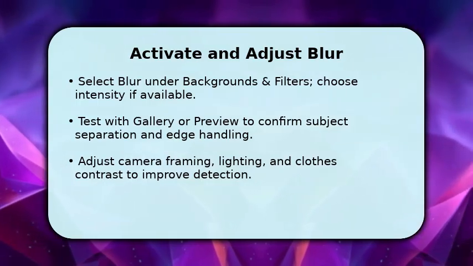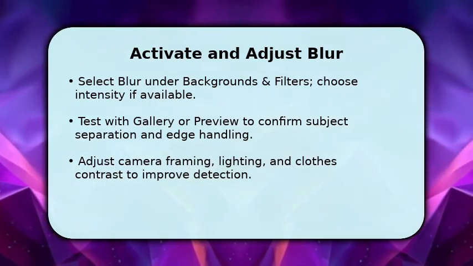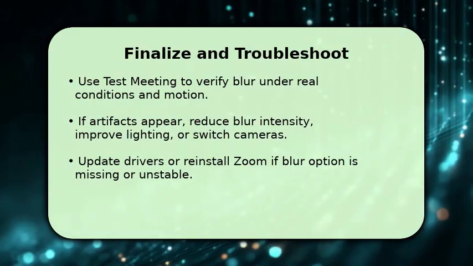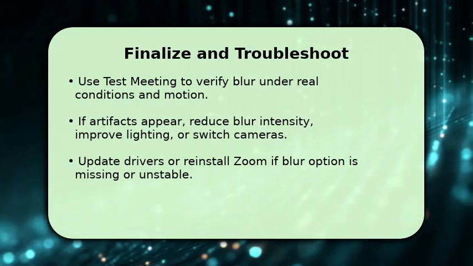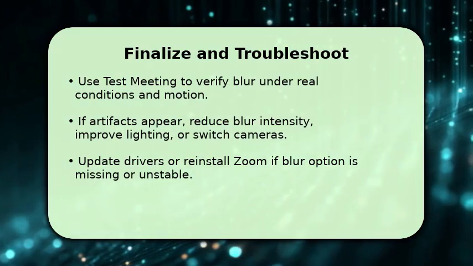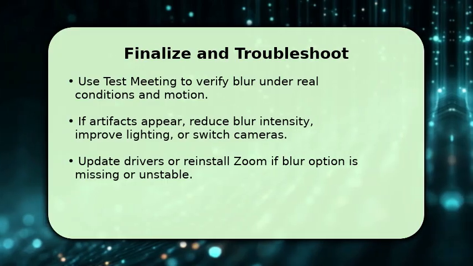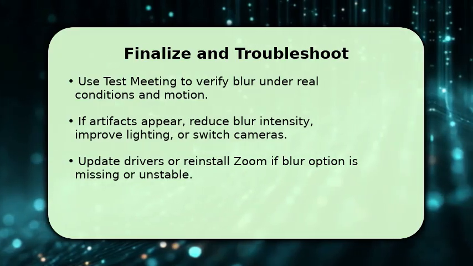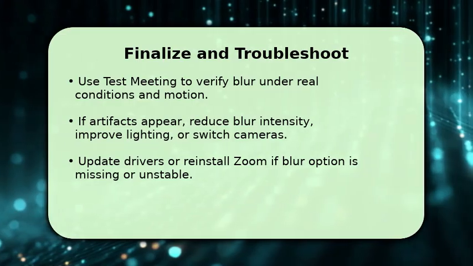You finish by running a test meeting to confirm the blur performs with natural movement. Watch for edge jitter or background bleed. If artifacts appear, reduce the blur level, add more front light, or try a higher quality camera. Those fixes often remove haloing.